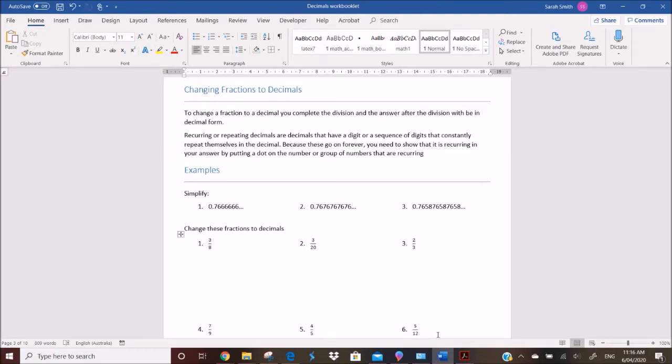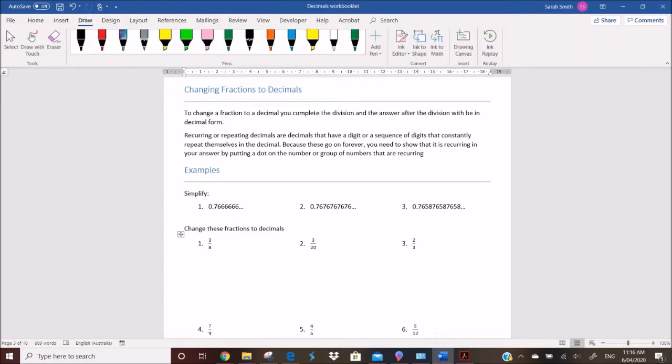So recurring or repeating decimals, these are decimals that have a digit or a sequence of digits that constantly repeat. Because these go on and on forever, we need to show that it's recurring. So how we do that is we actually put little dots on top of numbers.